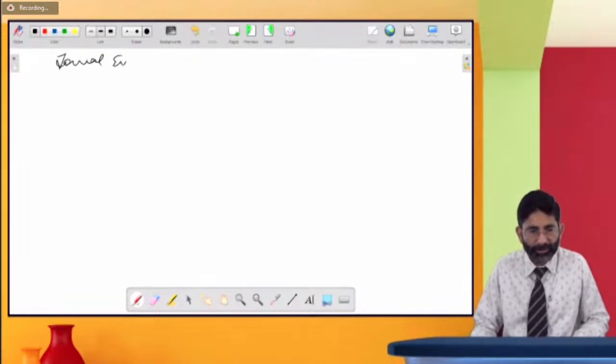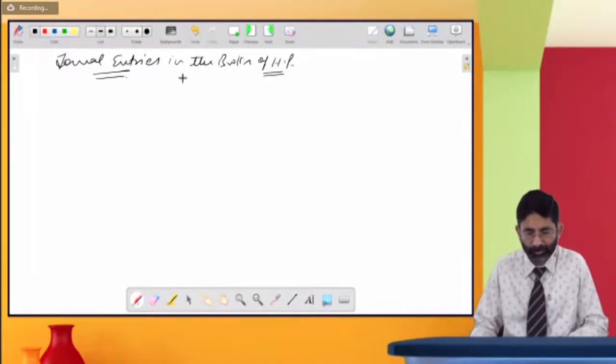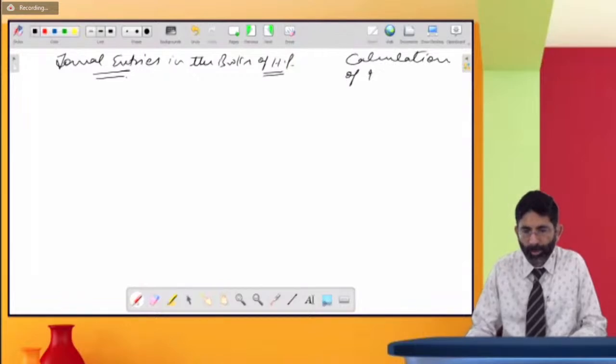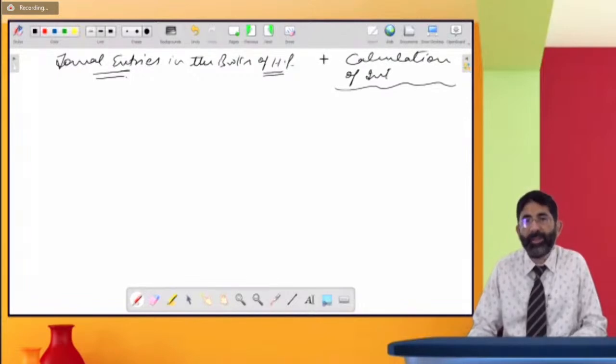Journal entries in the books of HP. Calculation of interest is also to be done. It may be in a working note, which will be better, or you may give it in step 1. It is up to your choice.